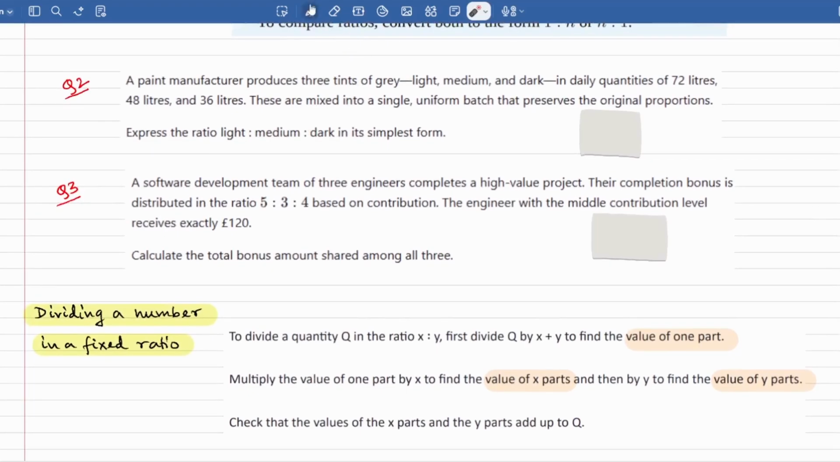Alright, next part. Dividing a number in a fixed ratio. When you have to divide a number, let's say 100 in the ratio 1 is to 4, do not take the first part as 1 by 4. Okay, the first part will be 1 by 1 plus 4, which is 20. That is what is given here.